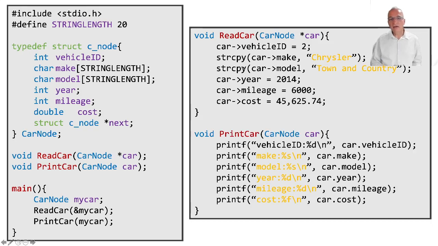And then here I have the code for printCar. printCar will print each one of the values of the fields of the car using the proper formatting. And here I receive the value of a car, not a pointer to a car. So here I have the object itself. When I have the object itself in C and I need to access one of the fields of the object, I use the dot operator.